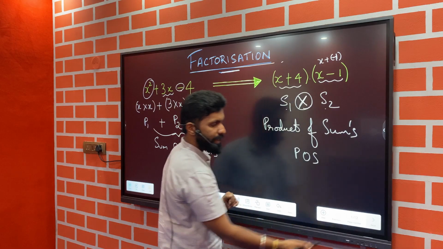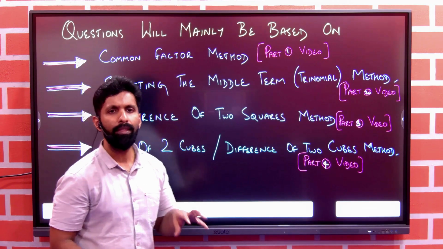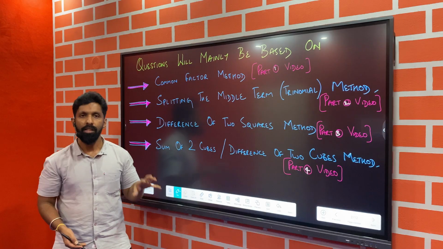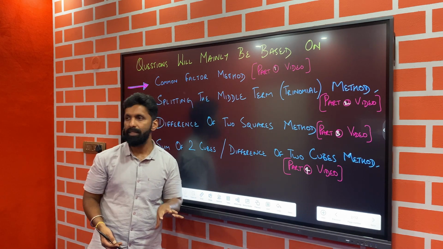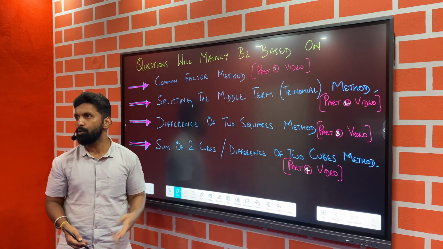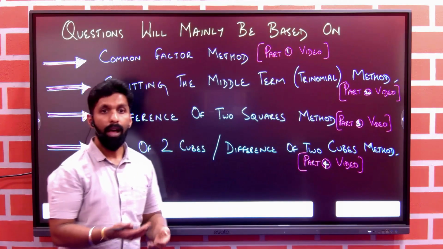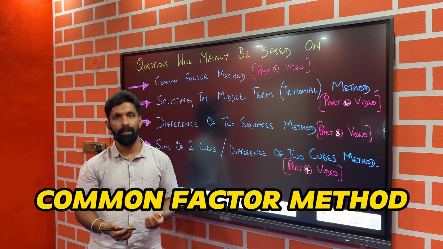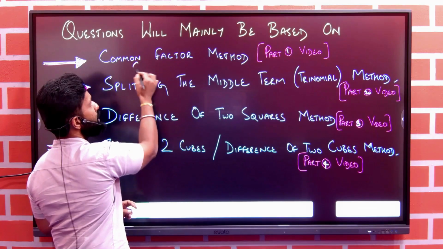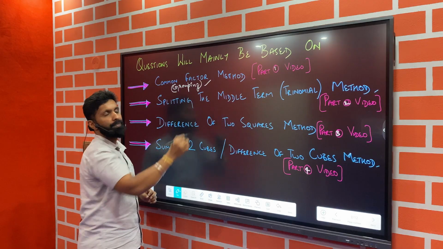So let's quickly see what all we have under factorization. Questions in your 9th grade will generally be asked only based on these 4 topics. Generally, the question paper is going to be set based on one of these 4 methods or two out of these 4 methods. Now, the first method is called the common factor method or grouping method. Under common factor method there is a subcategory called grouping, so we'll be studying this together. That is the first method.